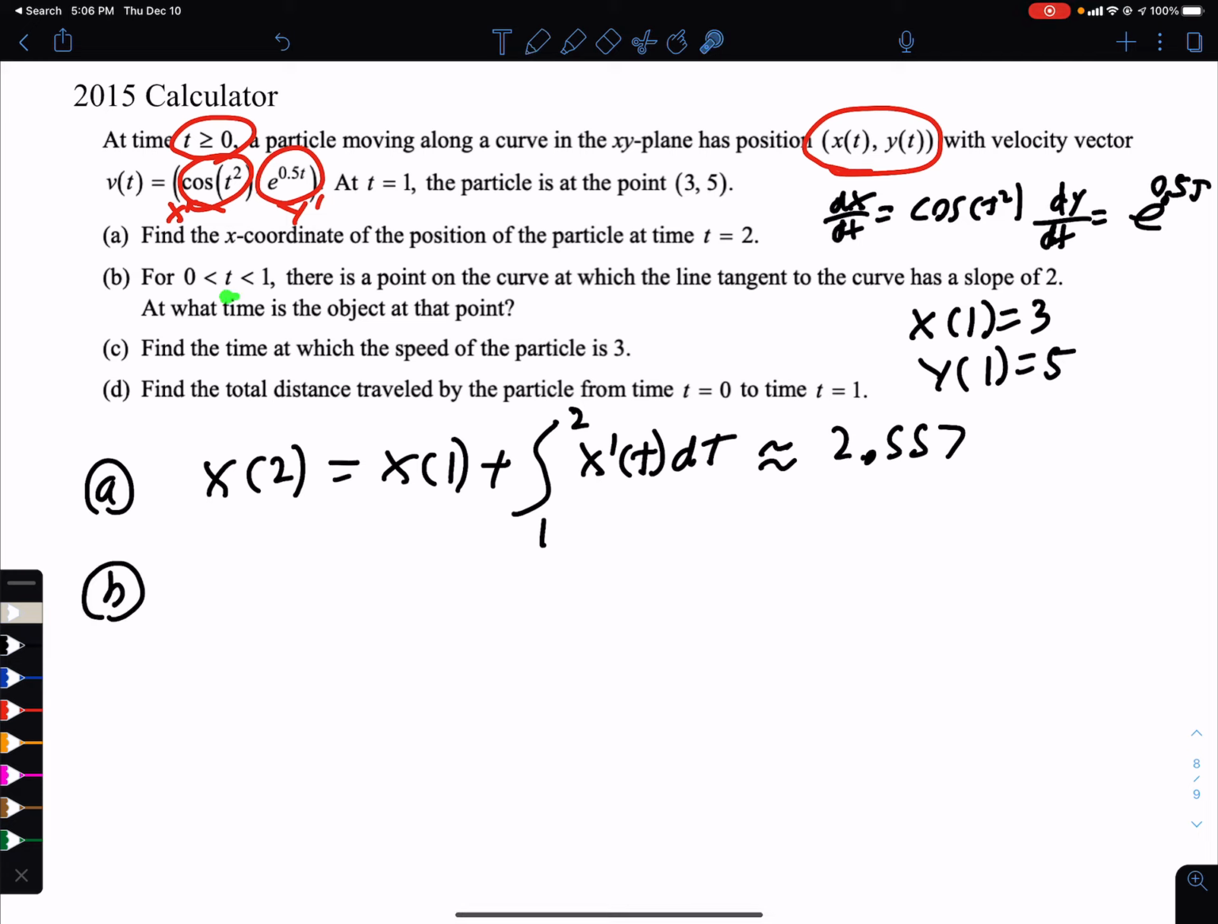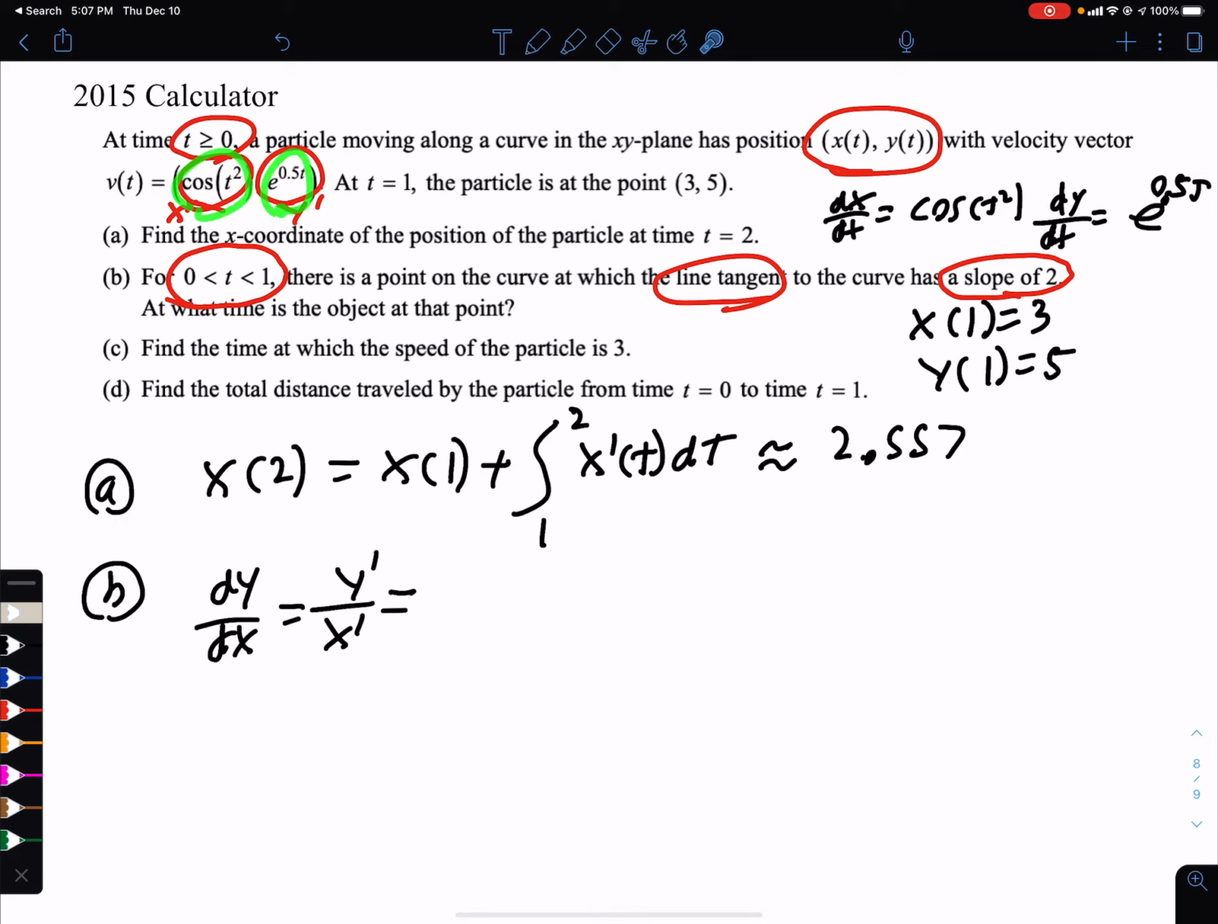Let's do part B. Now we have a range of time from between 0 and 1. There's a point in the curve at which the line tangent of the curve has a slope of 2. So the line tangent has a slope of 2. What is the time? Well, how do I find the slope of the line tangent? That's dy dx, and I know that's y prime over x prime. What is that? Well, I know y prime and x prime. It's right there in there. dx dt, dy dt. So that's going to be e to the 0.5 t.